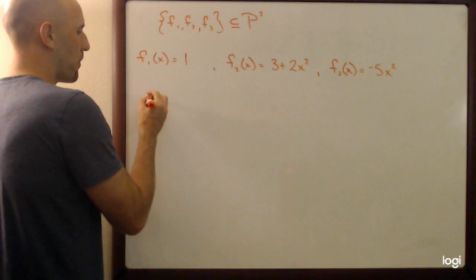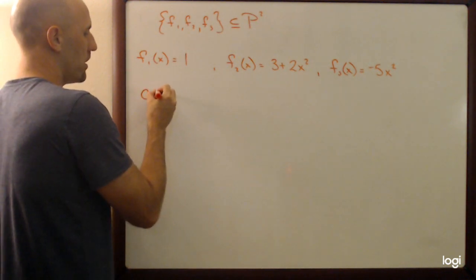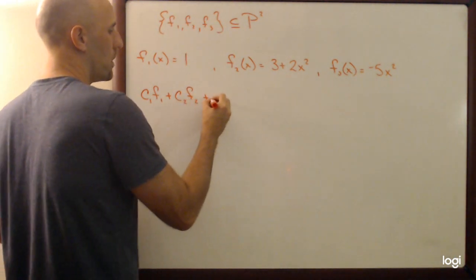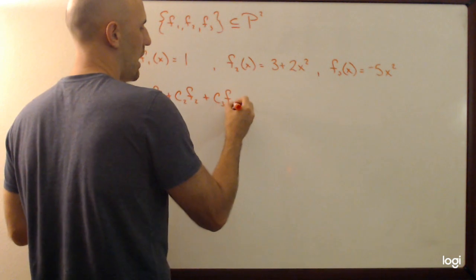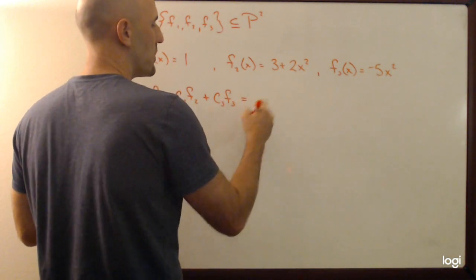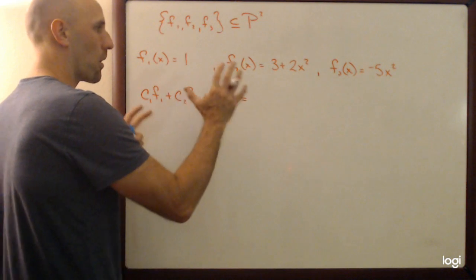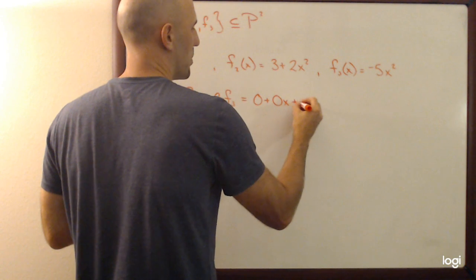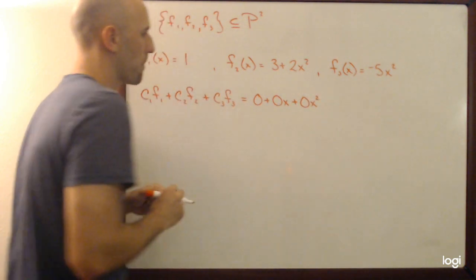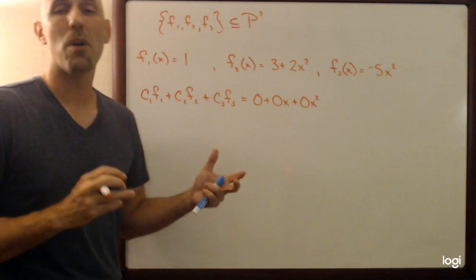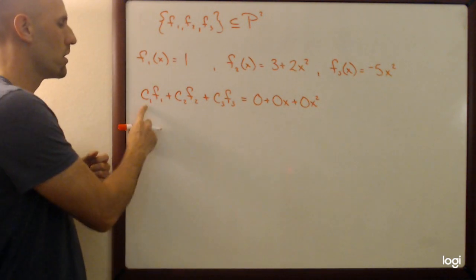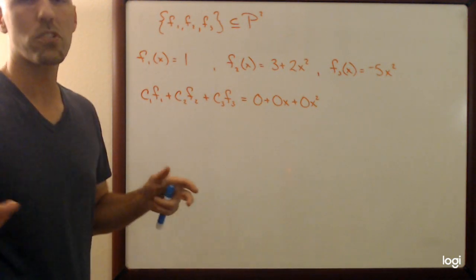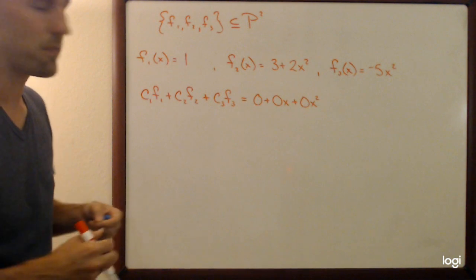I'm claiming that for the equation, C1 times F1 plus C2 times F2 plus C3 times F3, when this is equal to the 0 vector, and again for P2 that's 0 plus 0x plus 0x squared, I'm claiming this has more than just the trivial solution, where all of my constants are 0. That does work, right? All your constants 0 does work, but I claim there's other solutions. Well, let's see if we can't find some.